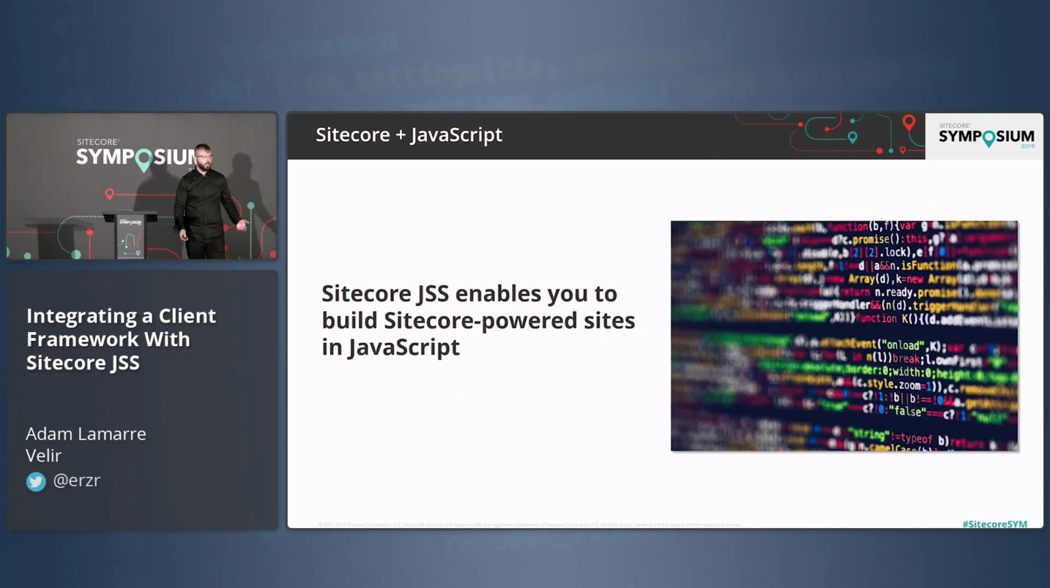So, simply put, Sitecore JSS allows you to build Sitecore-powered sites in JavaScript. It's exciting, cutting-edge technology. Headless sites with JavaScript front-ends are all the rage these days, and now we get access to the same great technology to build experiences for our customers using it.